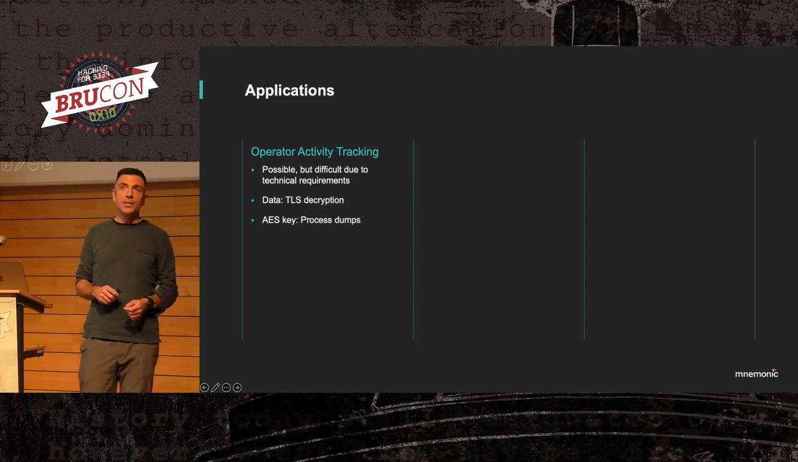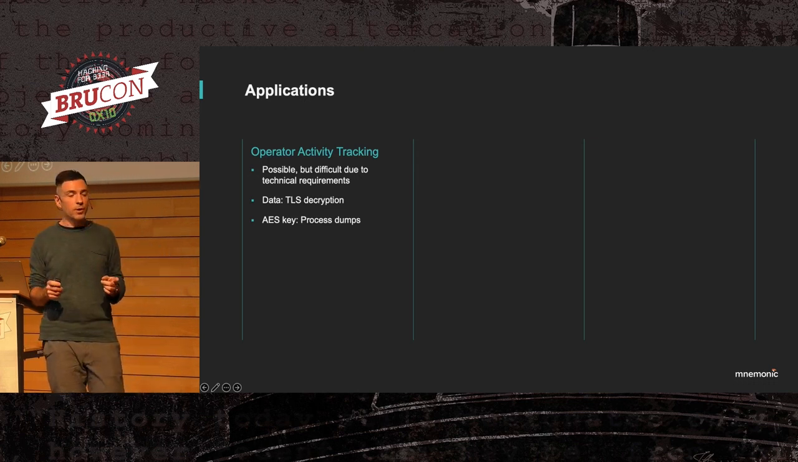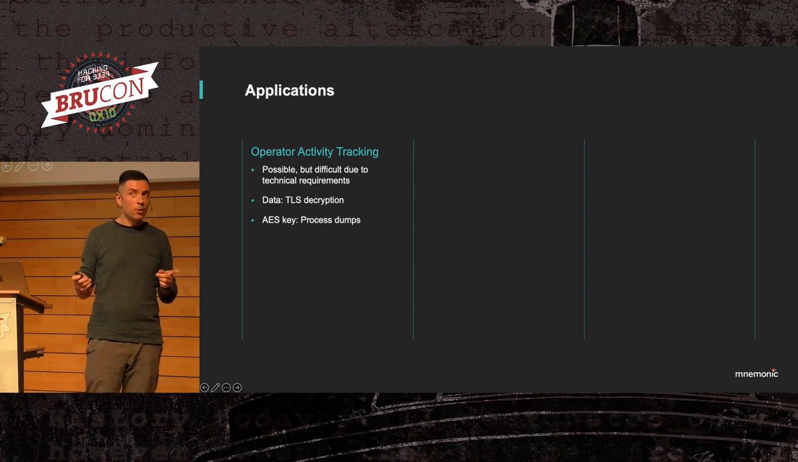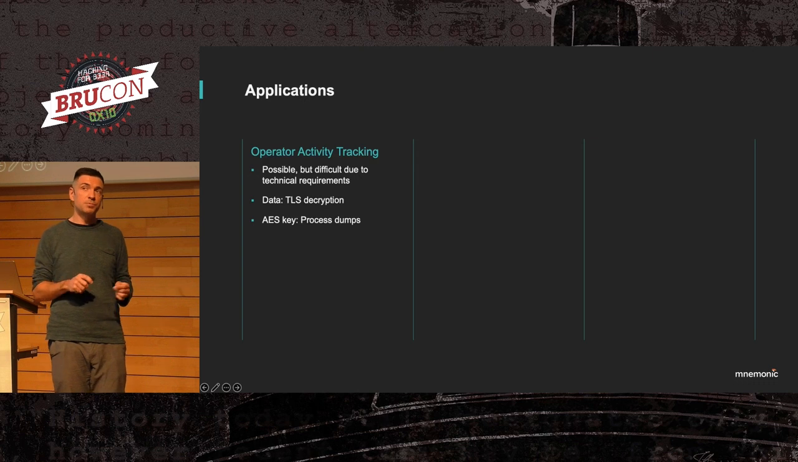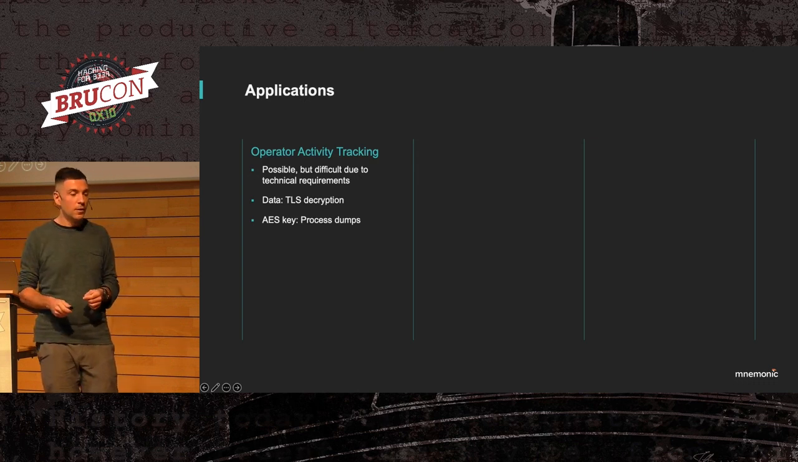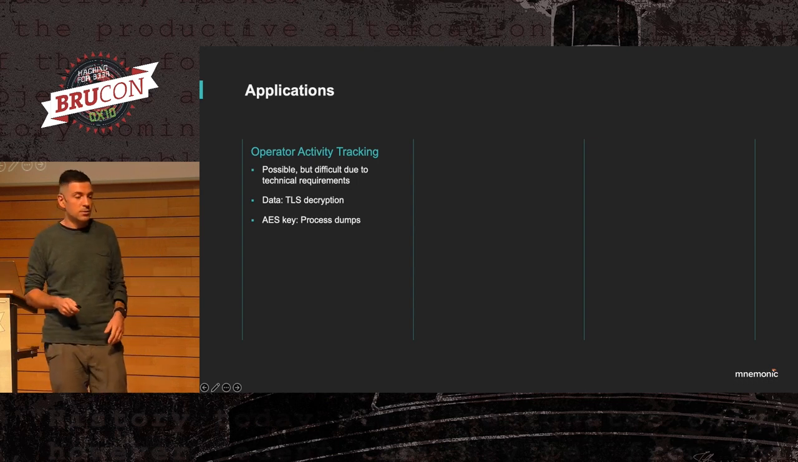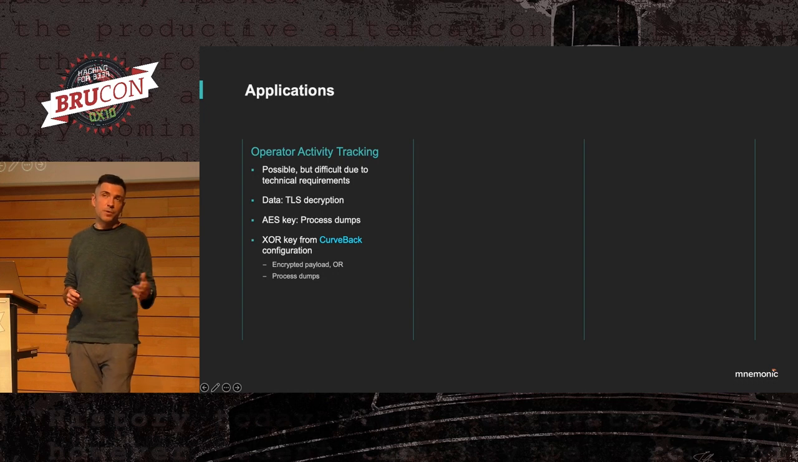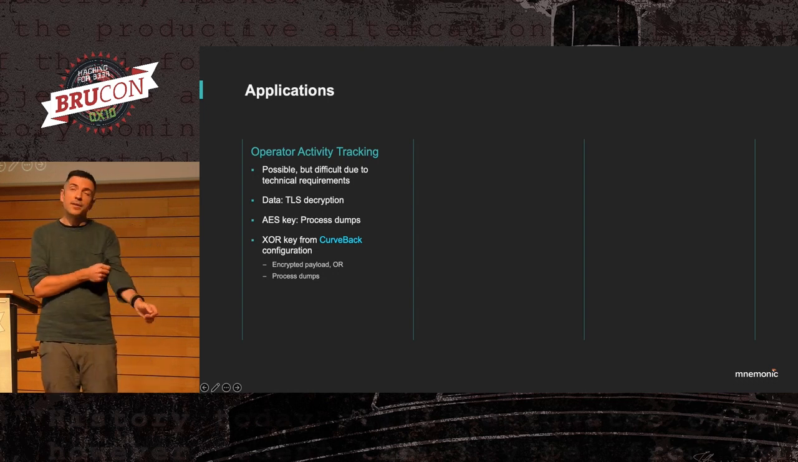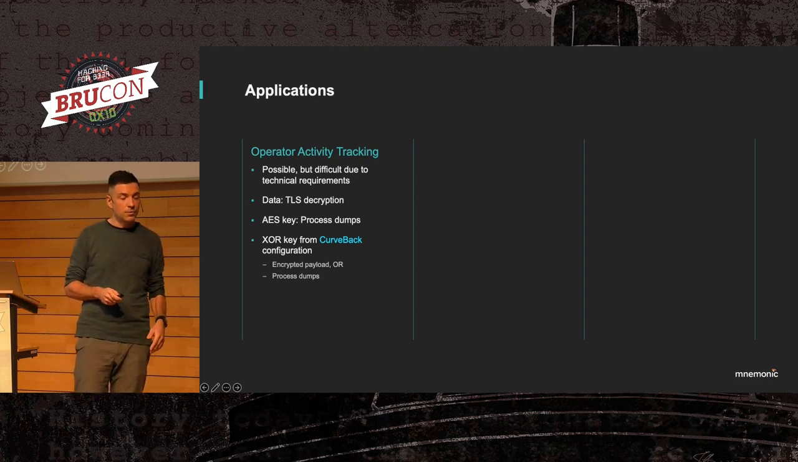Secondly, you need an AES key to be able to actually decrypt the traffic, and that is the one that is negotiated using elliptic curve cryptography. We have not broken elliptic curve cryptography, but you might be able to take process dumps. However, you have to take process dumps during the session. Once it's done, the key will probably be gone, and that data is lost. Then you need the XOR key from the CurveBack configuration, which I mentioned several times previously. You can get that from the encrypted payload on disk if you're able to decrypt it, and if not, you always have the process dumps as well. It is there, so that's nice.